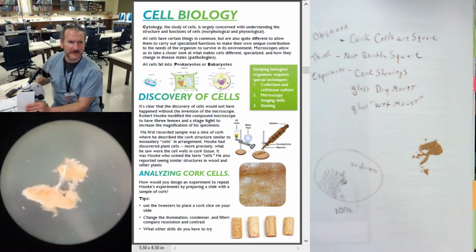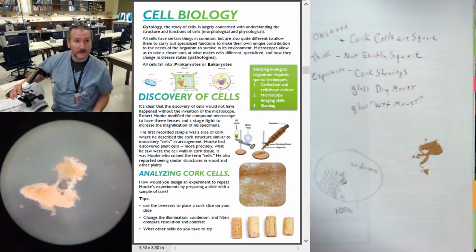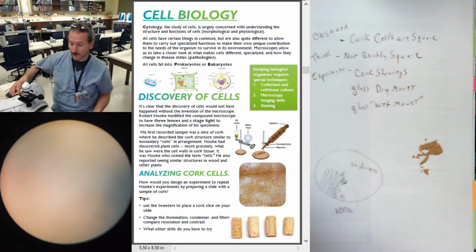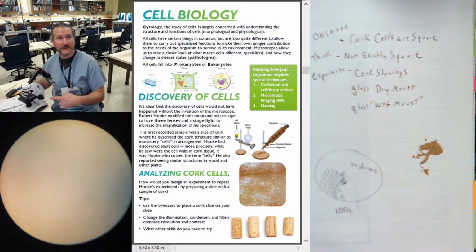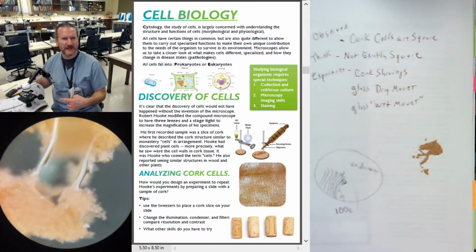I think I'll be able to see some decent cells in here. Okay, I'm going from the scanning objective up to 100. Fine-tune knob only, not the big coarse one, because we don't want to break anything. Sweet, look at that.